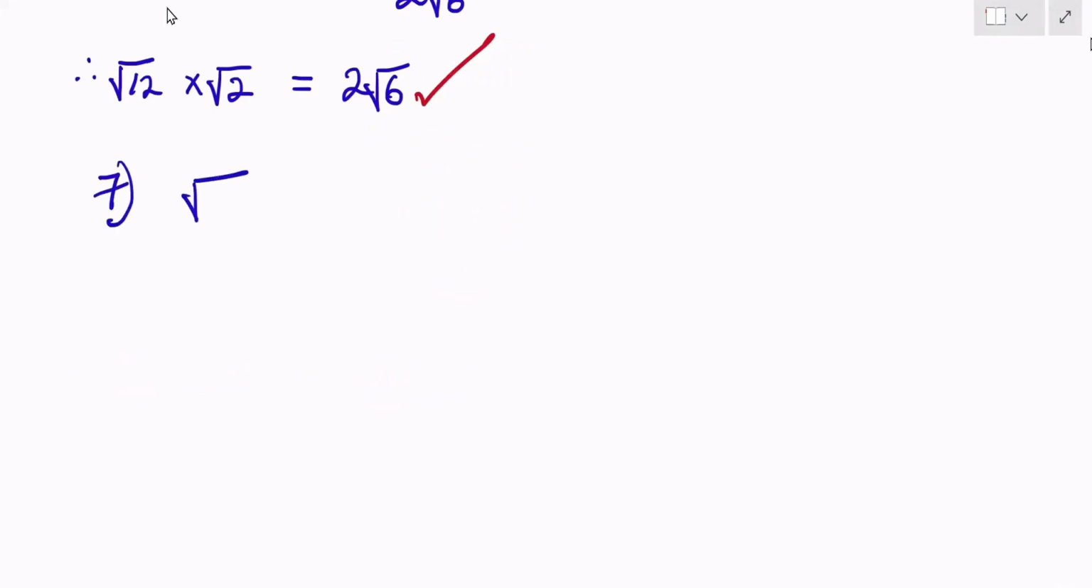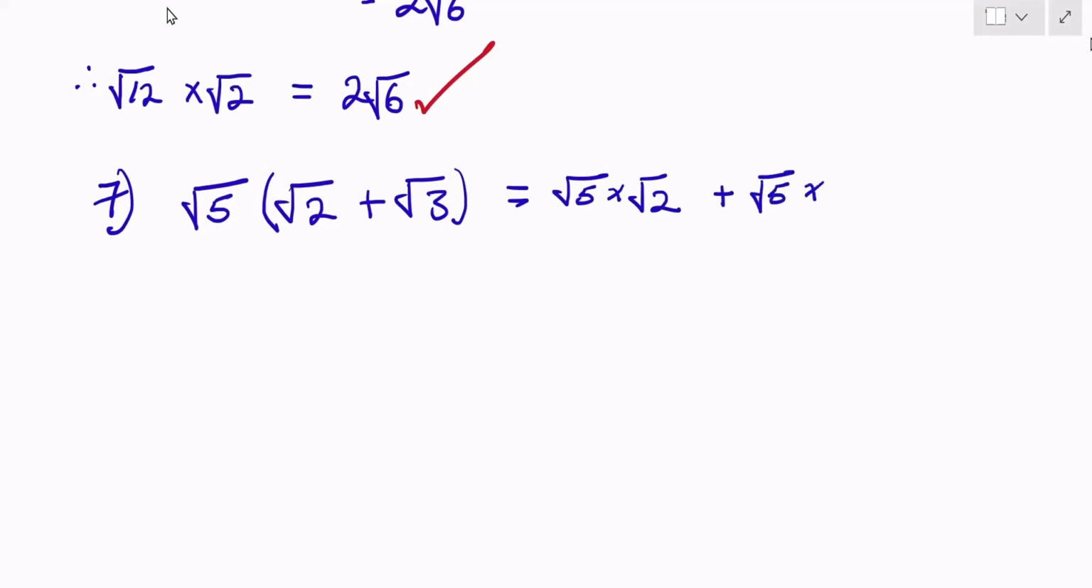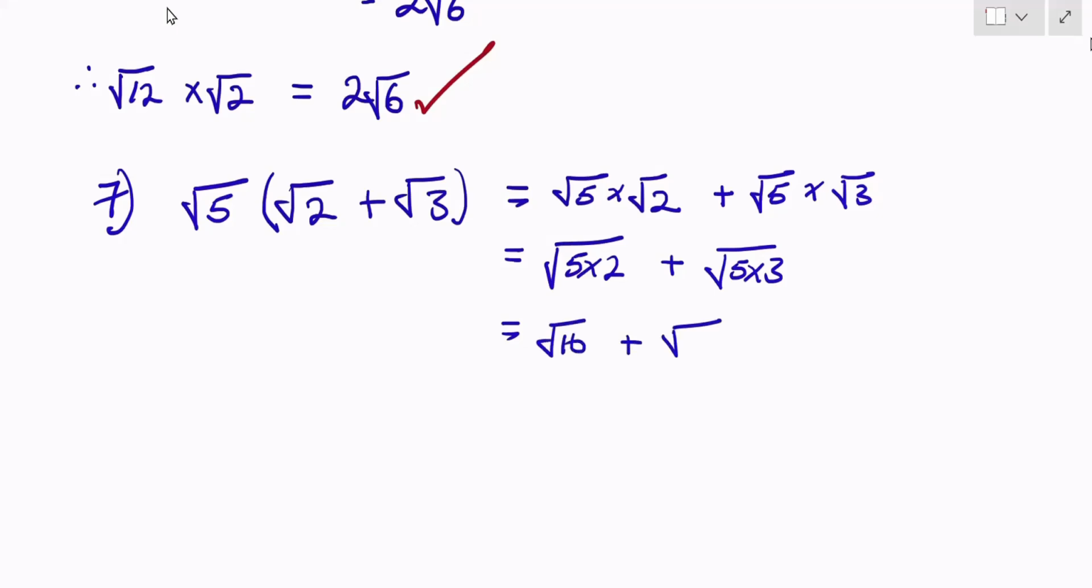We have the square root of 5, open the brackets, square root of 2 plus the square root of 3. So this is the same as having the square root of 5 multiplied by the square root of 2, plus still the square root of 5 multiplied by the square root of 3. So this is the same as having the square root of 5 multiplied by 2 plus the square root of 5 multiplied by 3. So 5 multiplied by 2 is 10. That means we have the square root of 10 plus 5 multiplied by 3 is 15.